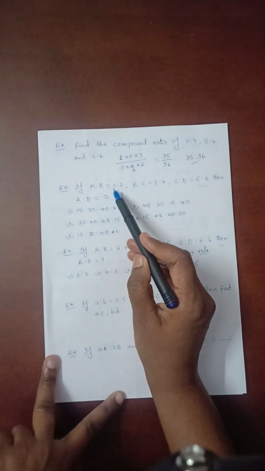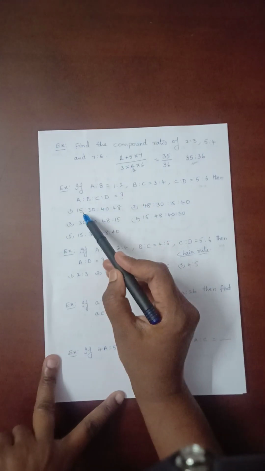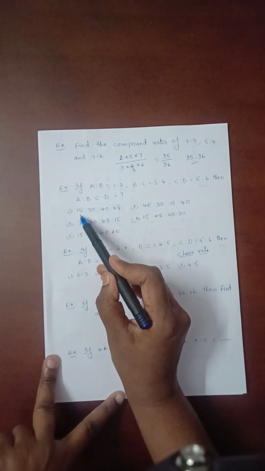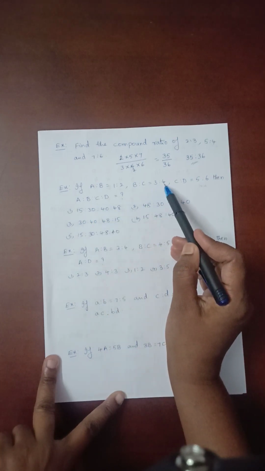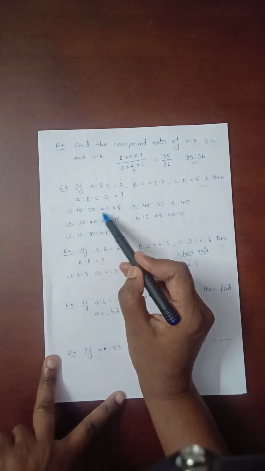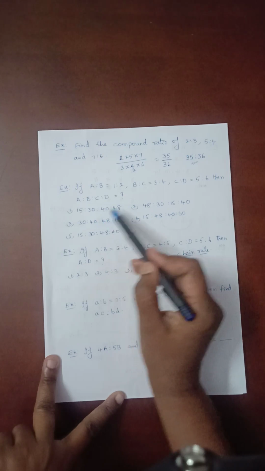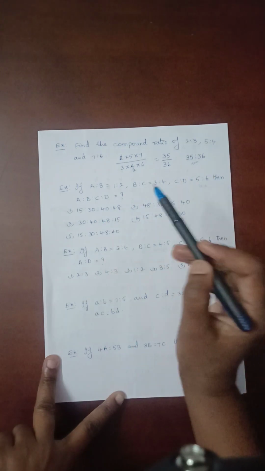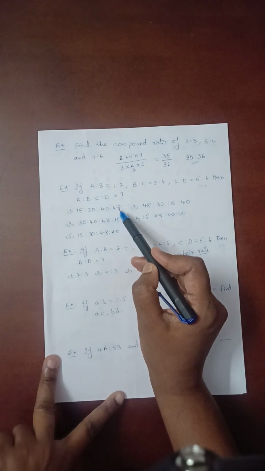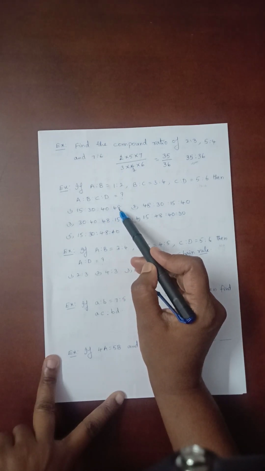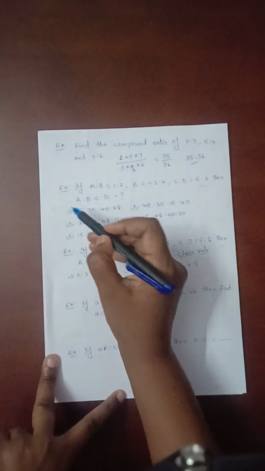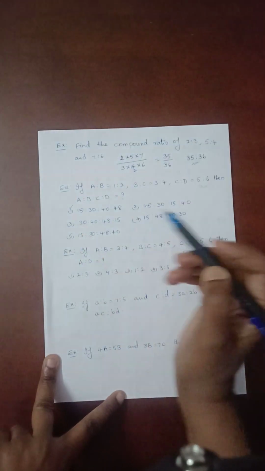Here A is to B is 1 is to 2. So 15 is to 30 ratio is 1 is to 2. B is to C is 3 is to 4. So 30 is to 40 ratio is 3 is to 4. Okay. C is to D is 5 is to 6. 40 and 48 ratio, if you simplify, 8 5s are 40, 8 6s are 48. So 5 is to 6. This is the answer.